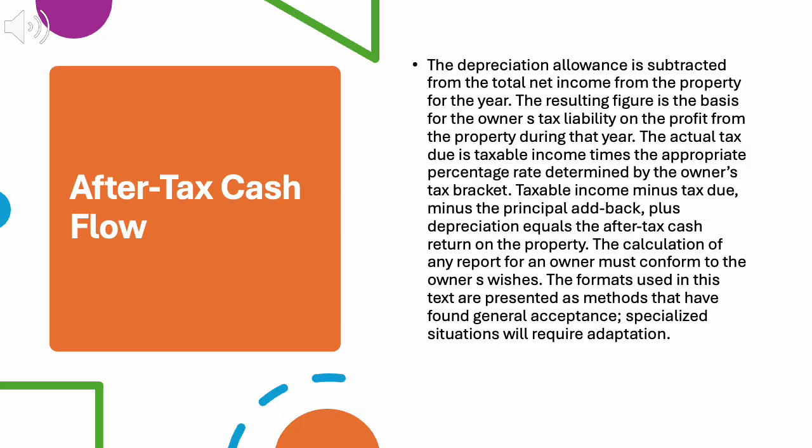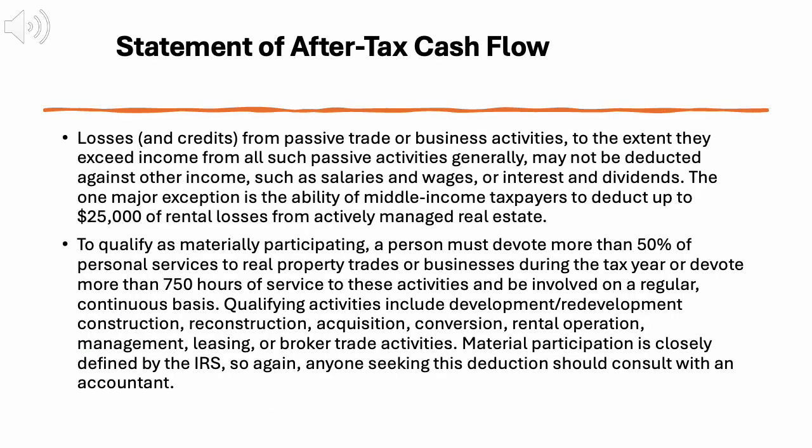The calculation of any report for an owner must conform to the owner's wishes. The formats used in this text are presented as methods that have found general acceptance. Specialized situations will require adaptation. Statement of after-tax cash flow. Losses and credits from passive trade or business activities, to the extent they exceed income from all such passive activities generally, may not be deducted against other income, such as salaries and wages or interest and dividends.